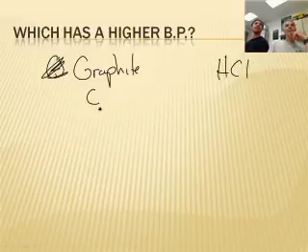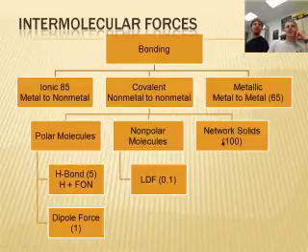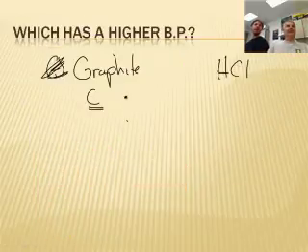Graphite is actually just carbon by itself. We learned that in the last lesson. Carbon by itself is a network solid. That one is a 100, so you almost don't even need to guess. That one wins. But just for the sake of argument, all right, we can do this.